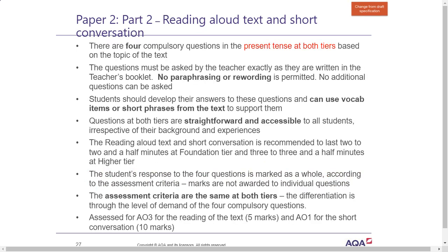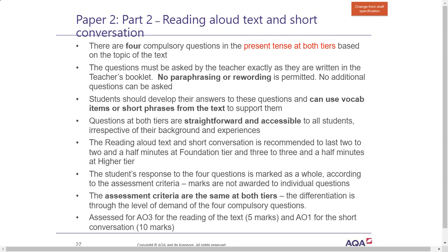All of the questions at both tiers are in the present tense and have to be asked as they are written. There are no additional questions which can be asked, so from a teacher examiner perspective, this part of the test is very straightforward and takes approximately 2 to 2.5 minutes at foundation tier and 3 to 3.5 minutes at higher tier. But this is only a recommendation, so when the task is completed, you move on to part 3.